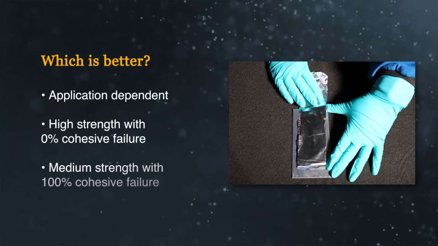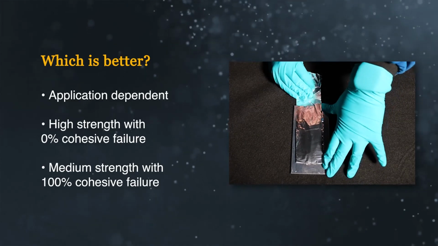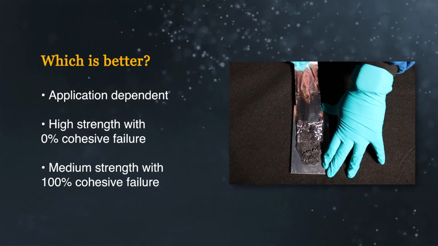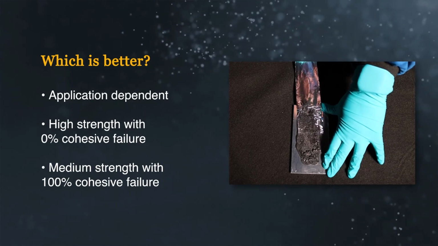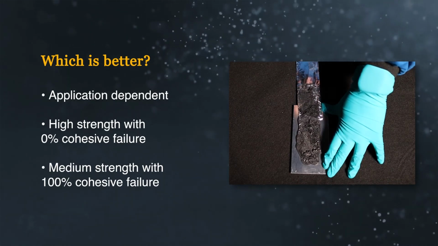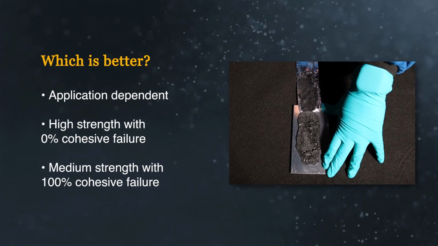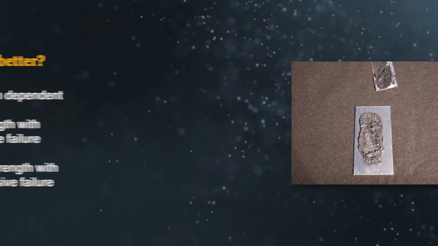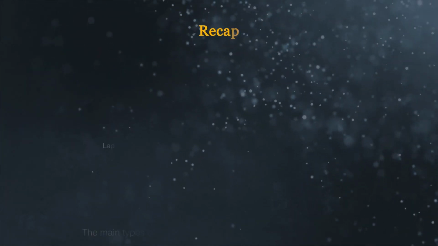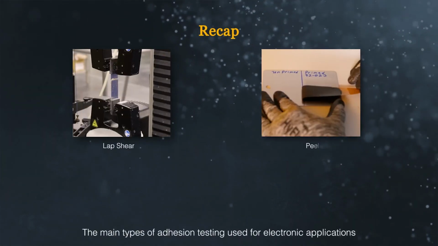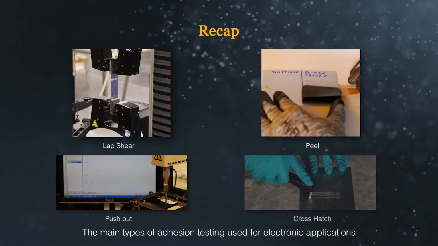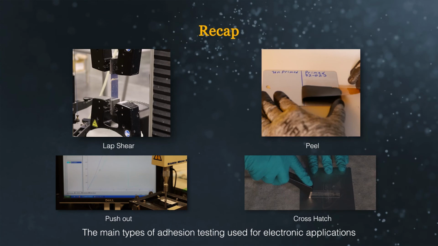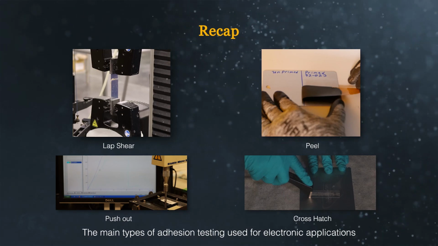Stronger adhesion is usually better, although applications may not need as much strength as the adhesive may offer. Percent cohesive failure relates to how good of a seal is made. If the main job of the adhesive is to seal, then the percent cohesive failure may be more important than the strength. In this video, we covered lap shear, peel, push-out, and crosshatch adhesion testing methods. As with all validation testing, the methods selected should closely match application stresses.